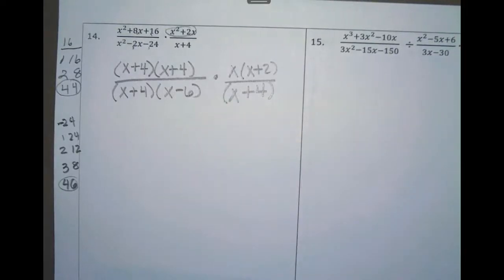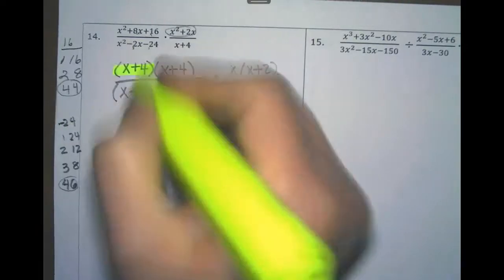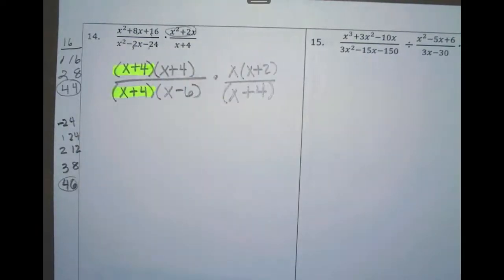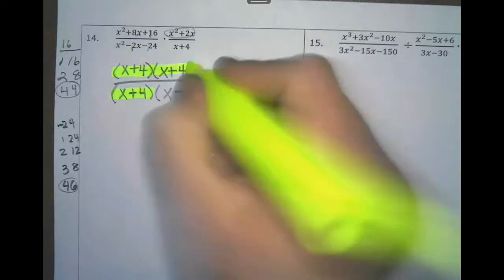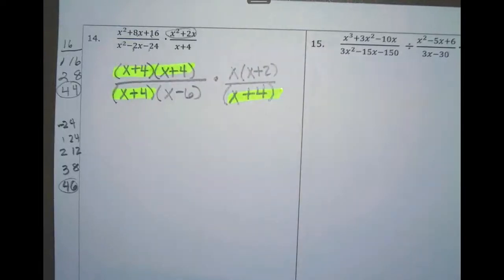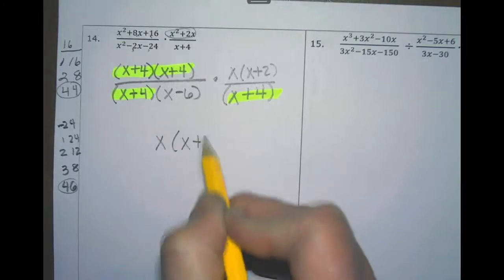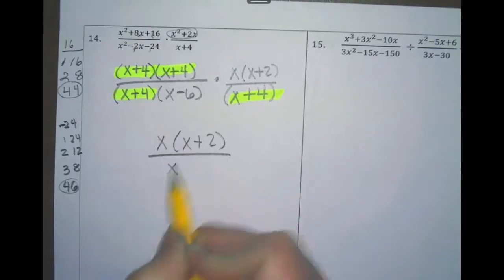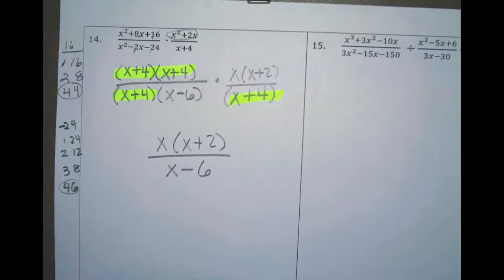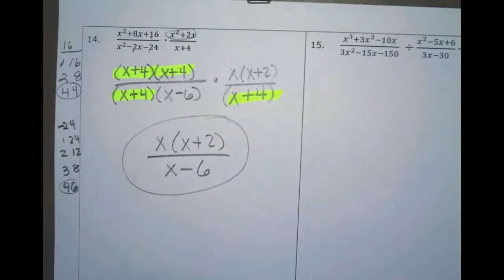So what will cancel? This cancels that term. This cancels that term. What is left? X plus 2 over the denominator. That is what is left.